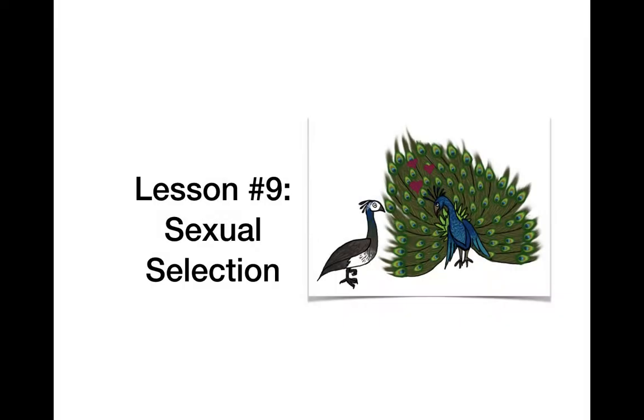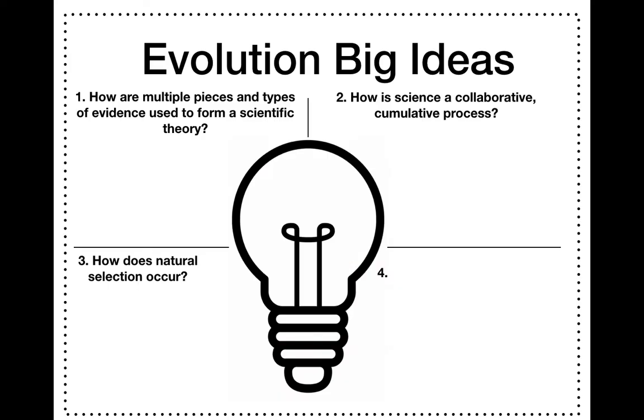Okay, grade 9, this is lesson number 9, sexual selection. This is our last lesson on natural selection specifically, and we're going to be looking at other parameters of evolution after this. So that means after today you'll have enough information to talk very thoroughly about big idea number 3.